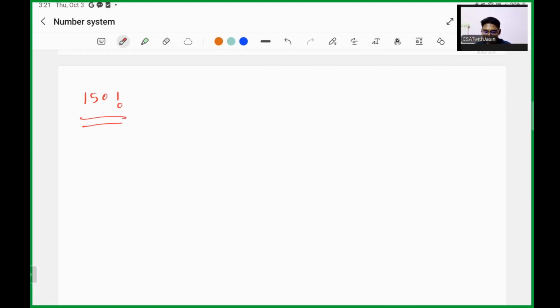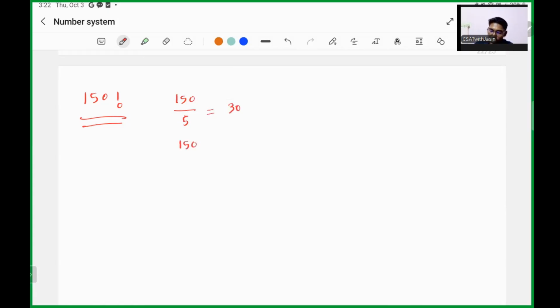Here again, 150 factorial means 1 into 2 into etc. till 150. You know that there are so many multiples of 2, so you just need to count 5. Just count how many multiples of 5 are there inside 150. So 150 divided by 5, you will get 30. So there are 30 multiples of 5.